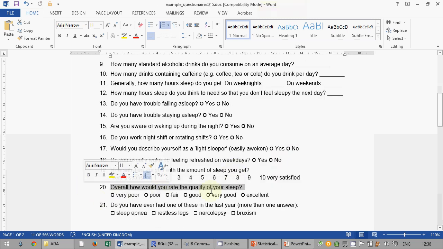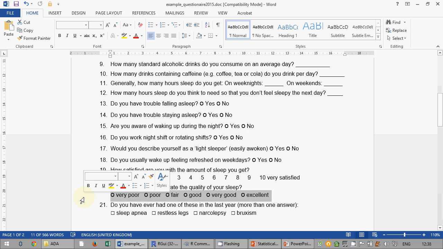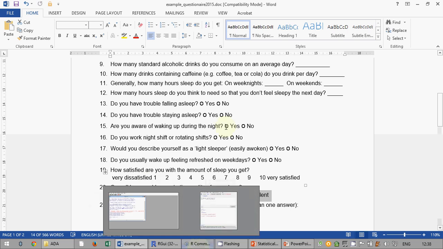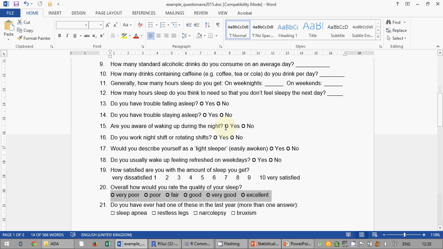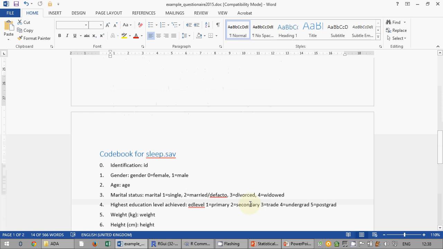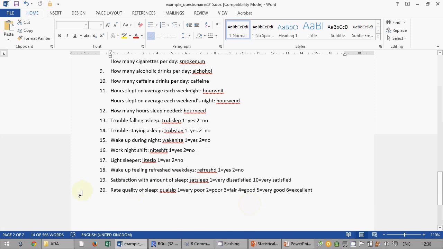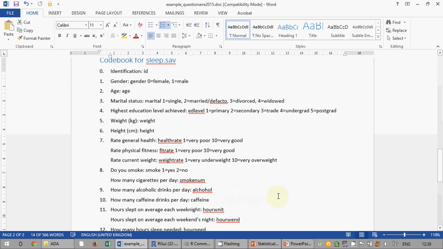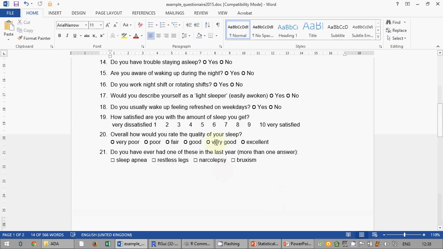Overall, how would you rate the quality of sleep? And this is again a Likert scale, because you can see very poor, poor, fair, good, very good, excellent. It's a typical ordinal variable. In practice, it's a Likert scale 1, 2, 3, 4, 5, 6 with 6 elements. The person who built the questionnaire decided to put it in this format so as not to confuse the user with a Likert scale with 6 elements, but in practice it's a Likert scale.